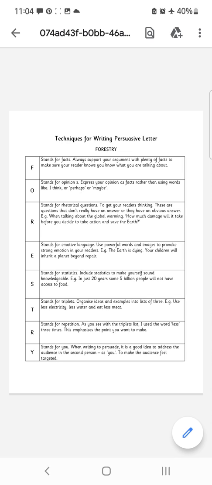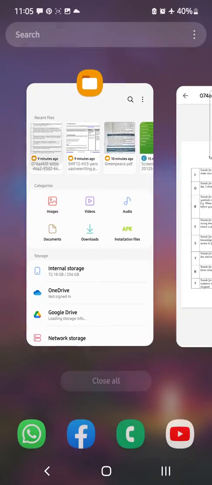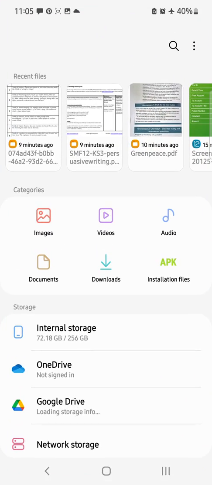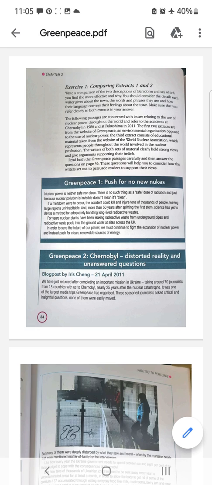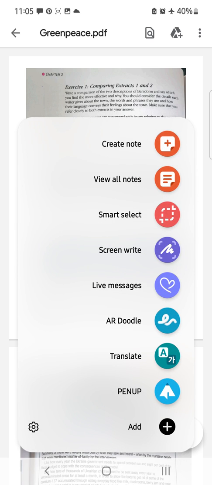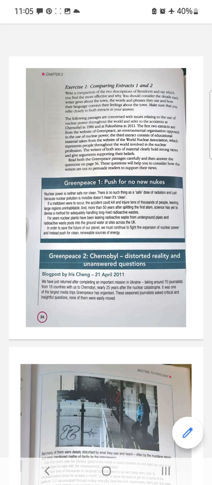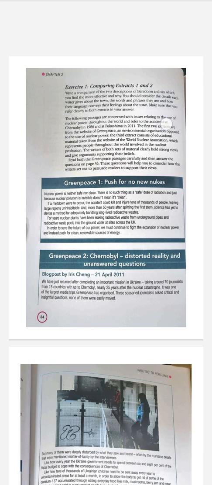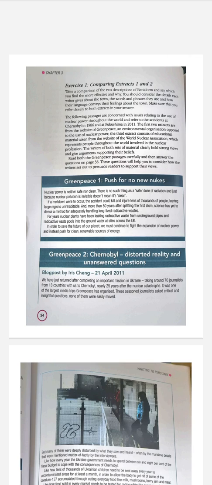Let's move on to today's passage, Greenpeace, which is on page 34 of your literacy student book. We're going to talk about nuclear power today. Okay, so let's just start from the second paragraph right here. It says, the following passages are concerned with issues relating to the use of nuclear power throughout the world and refer to the accidents at Chernobyl in 1986 and at Fukushima in 2011.